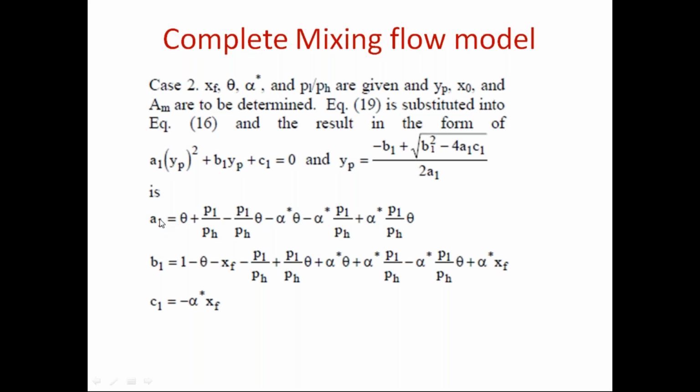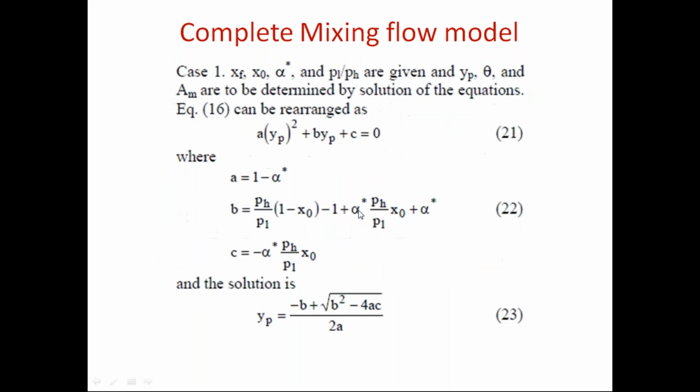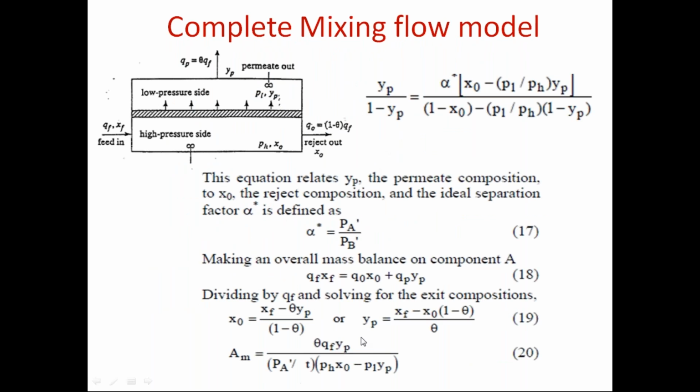And again the a1, b1, c1 are calculated by using the known values of this. Then finally you can calculate yp and go back to this one. From the yp, x0 can be calculated. Then again you can substitute here and find out how much area is required to get this much of theta. Here the cut is very important.